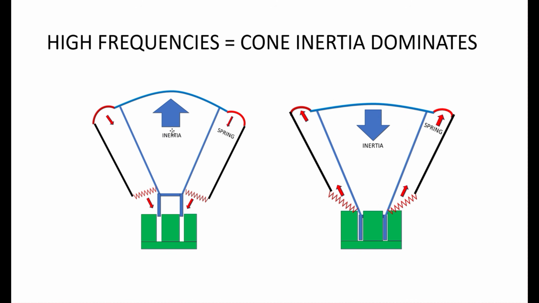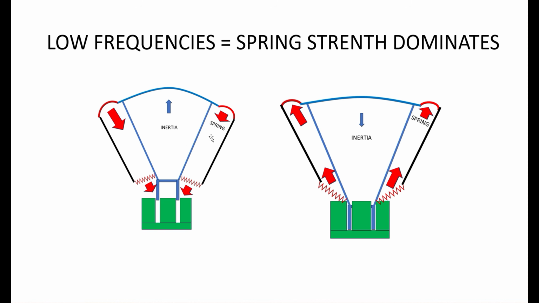So for best speaker control, we want the motor to be controlling the speaker via its inertia, right? And the spring just providing that extra bit of support. At low frequencies, that's the opposite to what we really want for good cone control. And so remember that, because that's going to be important when we look at the FS value.